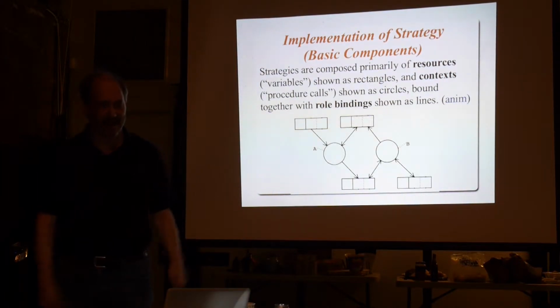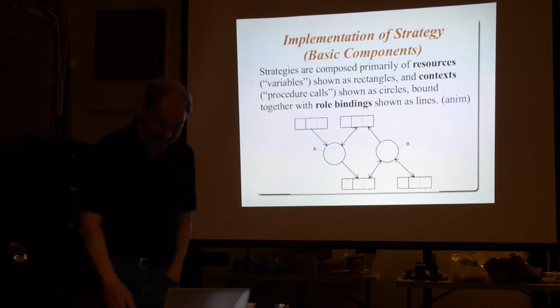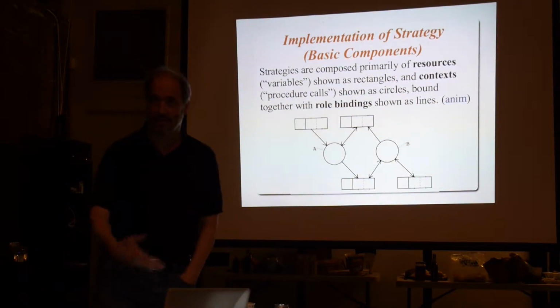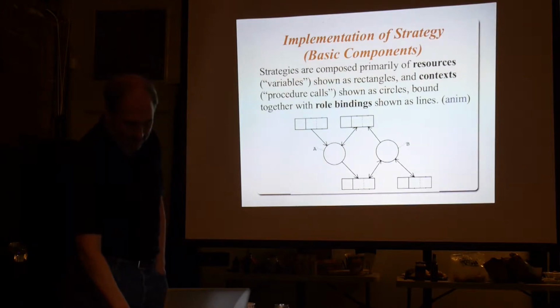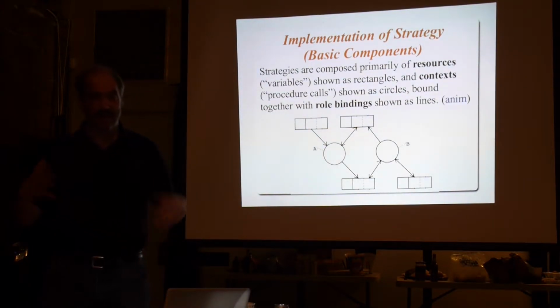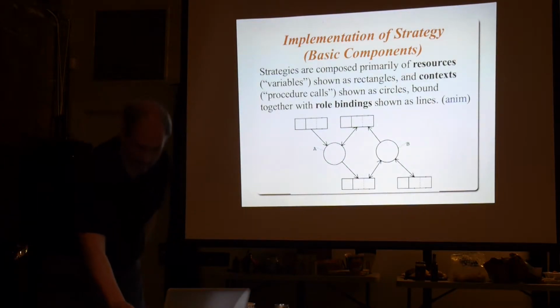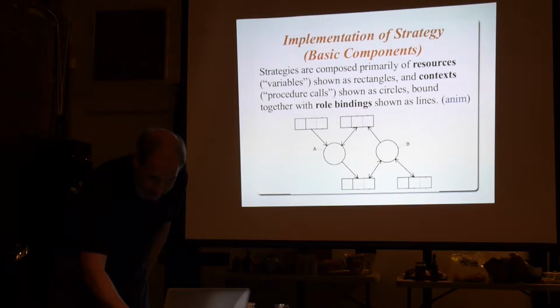Now we'll go on to strategies. Remember, we said these are the complex things built of other things. This is the part that ScalPL is all about. It's the graphical part. So a strategy is composed of resources and contexts. Resources are rectangular things. They're like variables. And contexts are circular things.